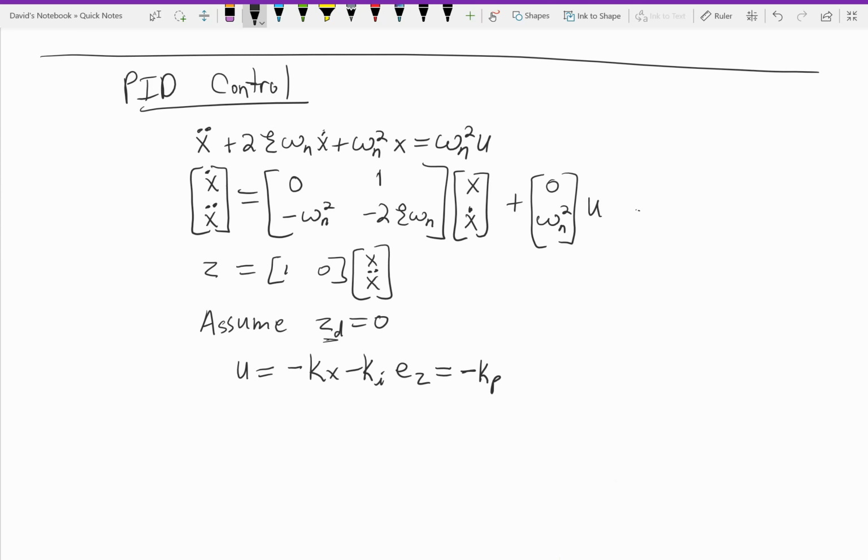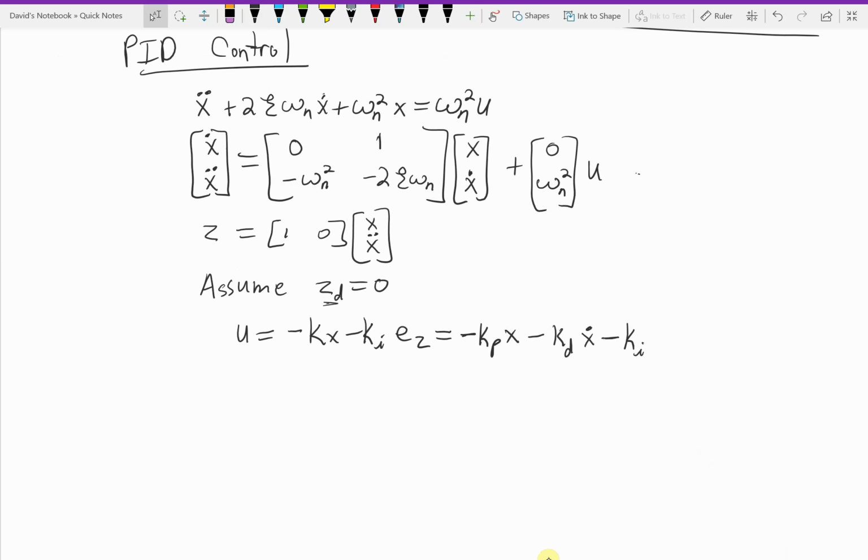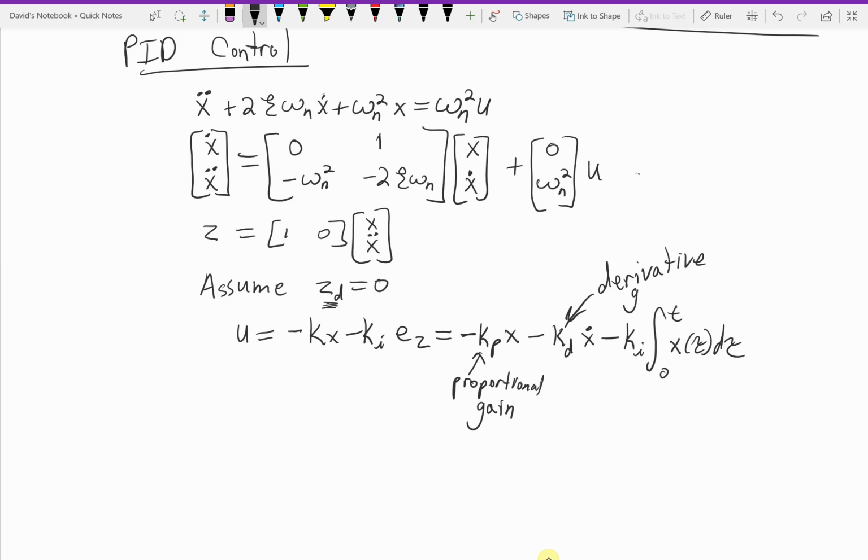This means that we can separate this into a Kp times our state minus a Kd times our state dotted minus Ki times the integral of our state over time. These two terms are an expansion of this, and this is just an expression of our integral term when Zd is equal to 0. We call this the proportional gain, and we call this the derivative gain, and we call this the integral gain.